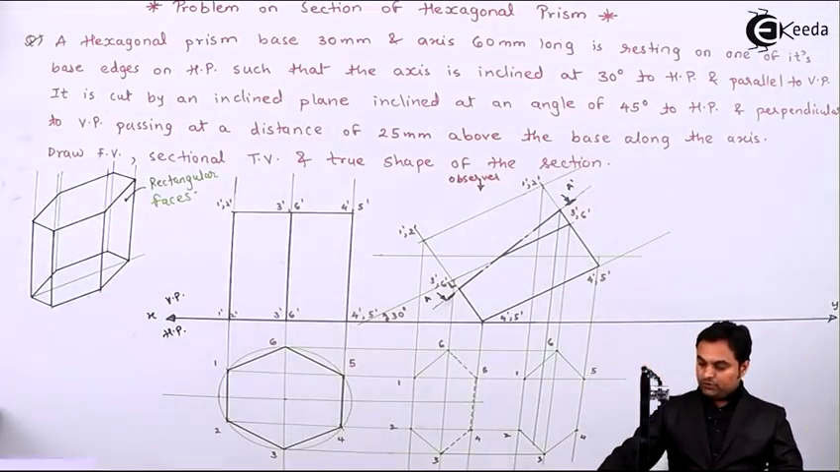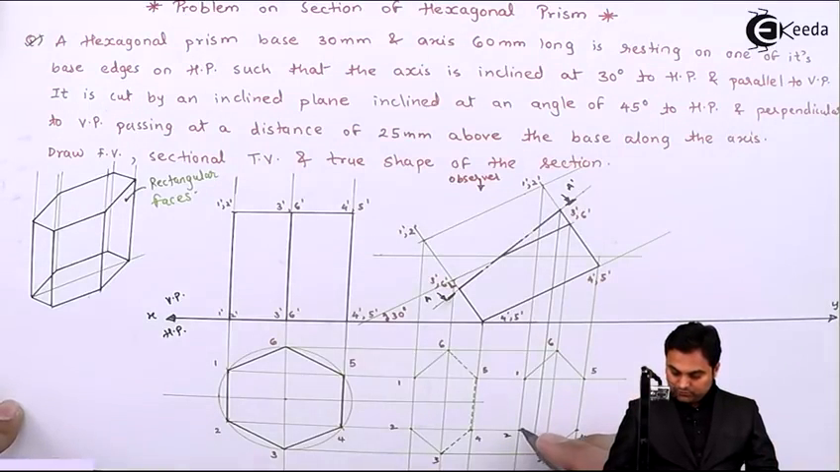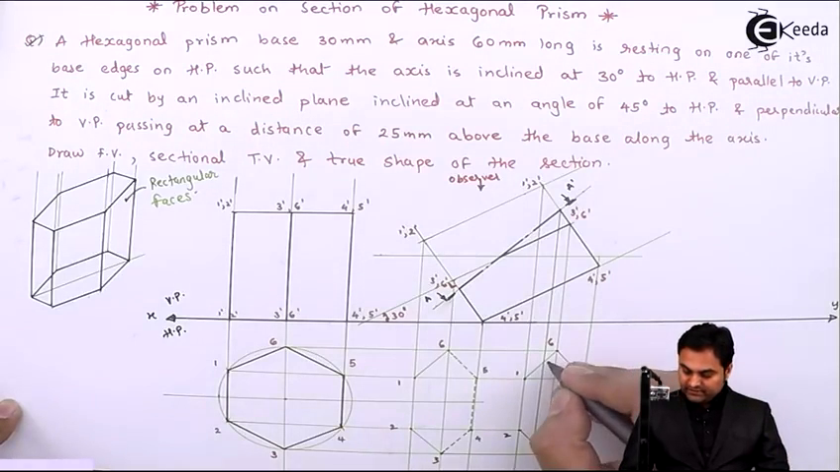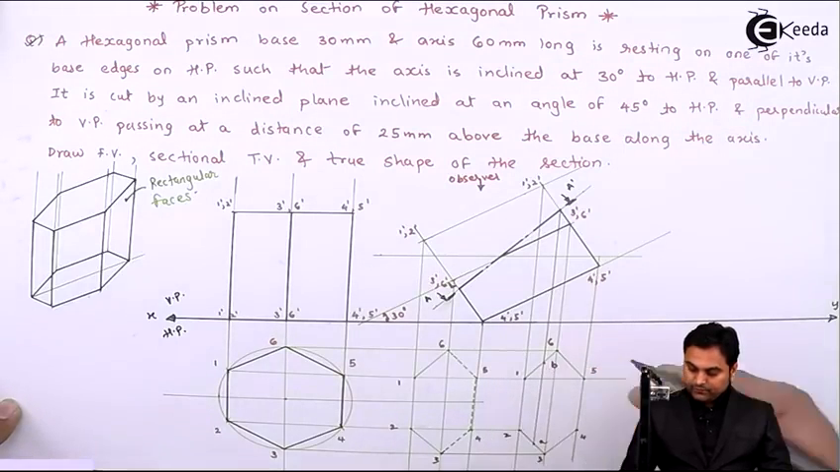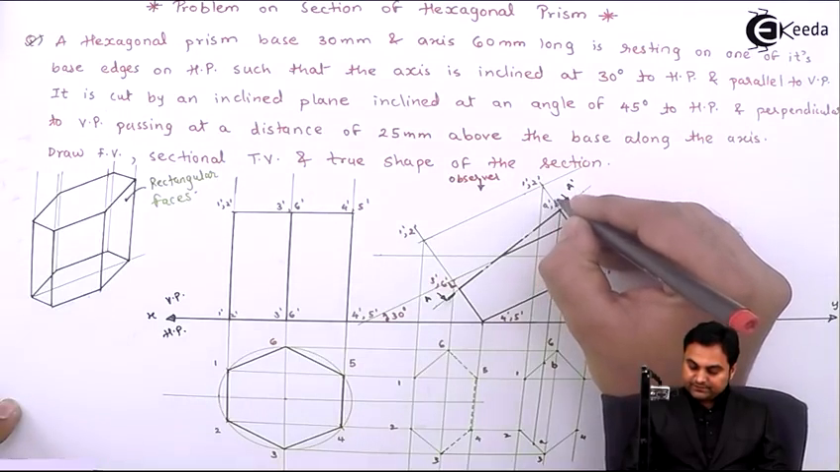And now, where it is cutting 2 and 3, I'll say that is point A. Where it is cutting 1 and 6, I'll say that is B. So here that will be A dash comma B dash.